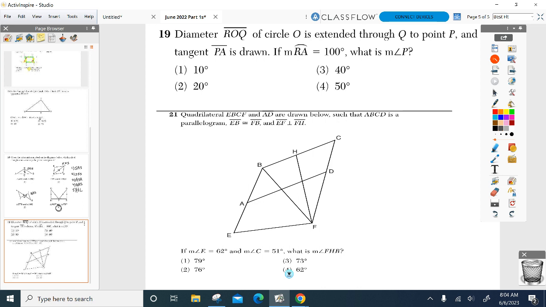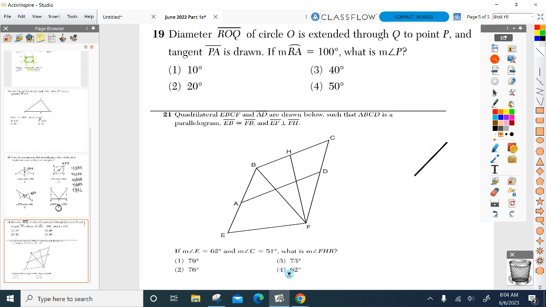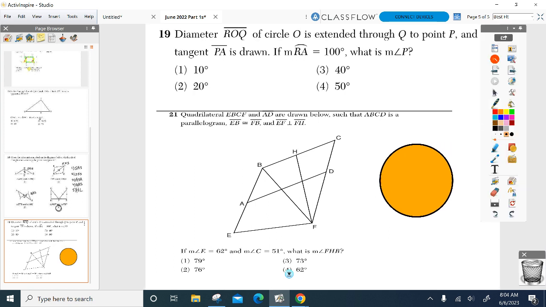Looks like we have to do a diagram here to help us out. Diameter ROQ of circle O. So circle O tells me that's the center. Diameter ROQ is extended through Q. All right, so everyone, here you go. Here's ROQ. Extend it through Q to point P.